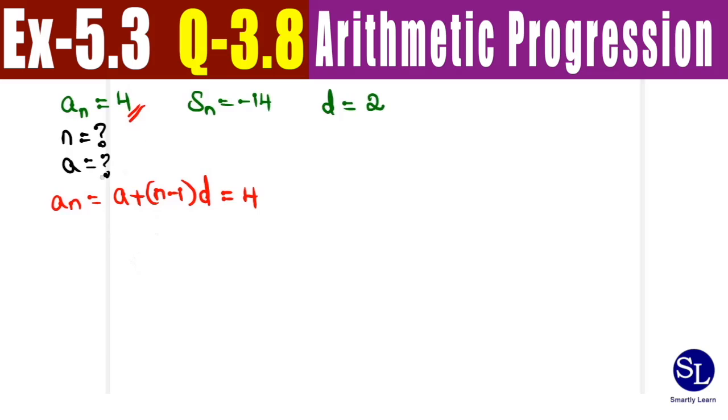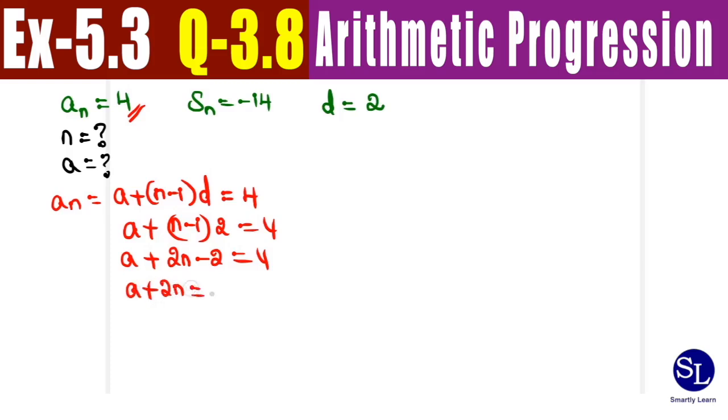So let's substitute whatever data we know. We don't know the value of n, but we know the value of d. So I'm going to express d in this particular expression and simplify it. So a plus (n minus 1) into 2 is equal to 4. So expand it, a plus 2n minus 2 is equal to 4, or a plus 2n is equal to 6. So this is the first equation that we have got.